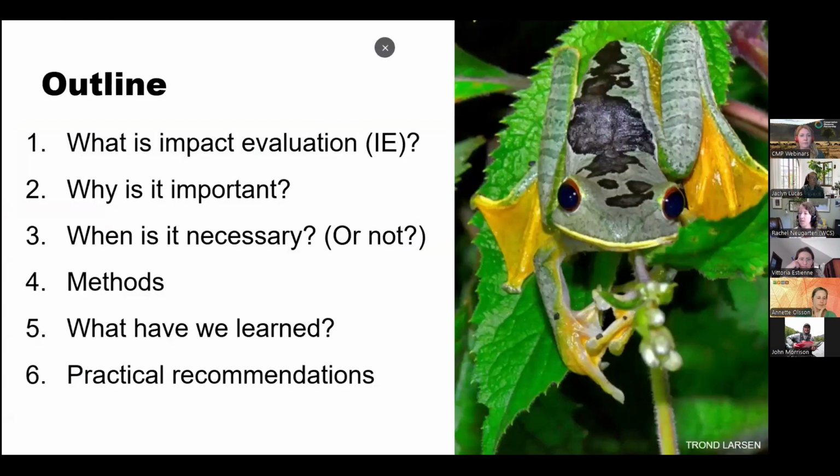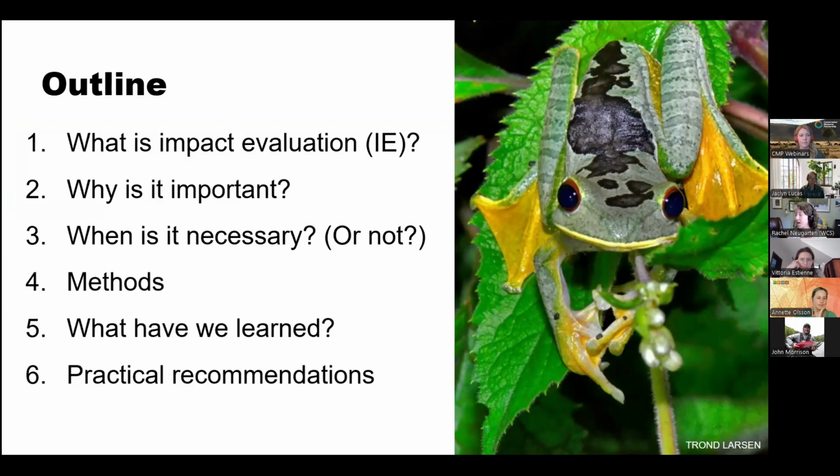So today I'm going to cover what is impact evaluation. Some of you may be already experts in this topic, but if not, this is intended to be a very non-technical overview. If anybody wants to get technical later, I'd be happy to have follow-up conversations. Why is it important? When is it necessary? And maybe just as importantly, when may it not be as useful? I'm going to give a very high level overview of some of the methods. That's the very technical section.